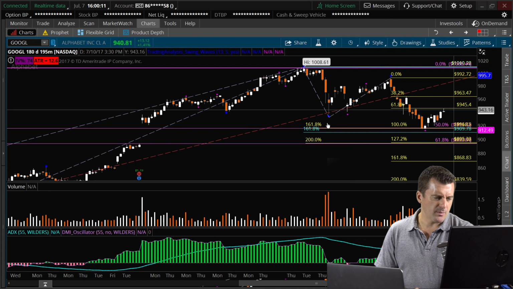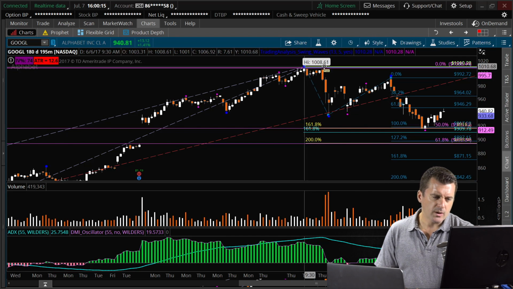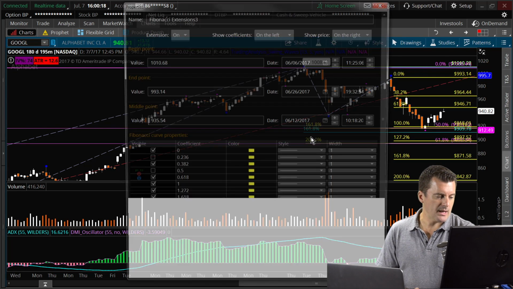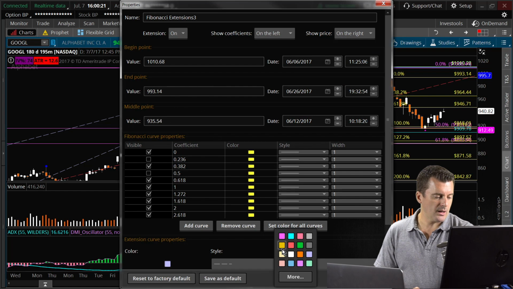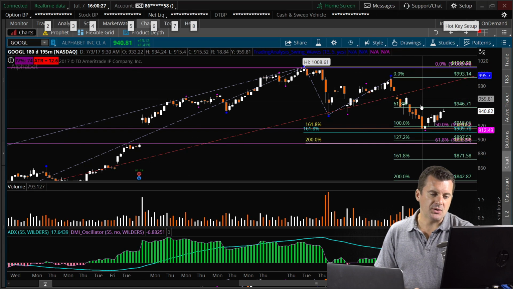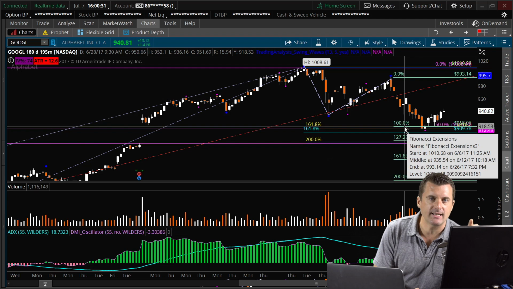Let me just square those lines up, get them right in the swing points. Here we go, and right there. Okay, I'm going to make this yet a different color and keep them clean. That kind of mint color. All right, and check this out. Oh my God, do you see that top 100% right there at 918?